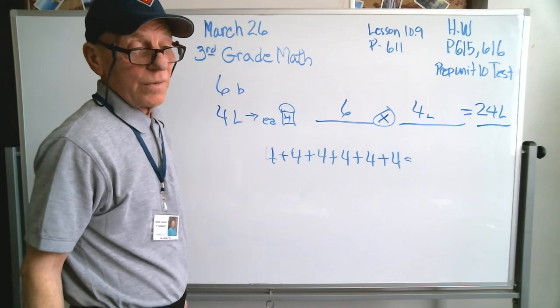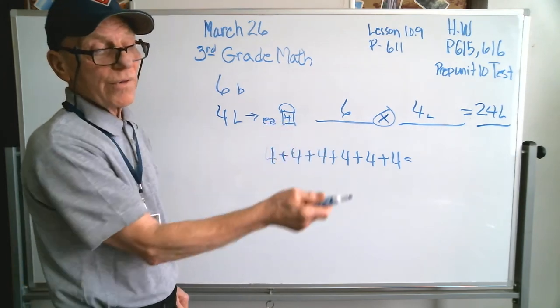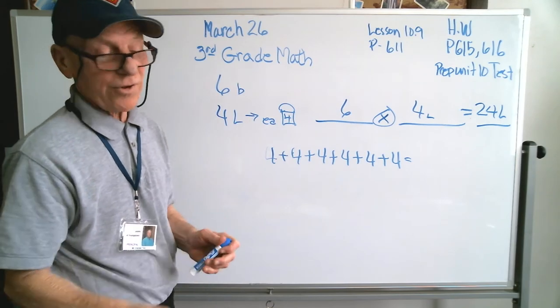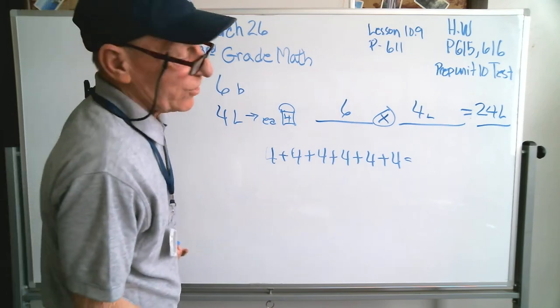I don't know about you. It's a lot easier to learn your multiplication tables than to have to do all this longhand addition and subtraction. But if you add those 6 fours together, it's going to give you the same answer, 24.